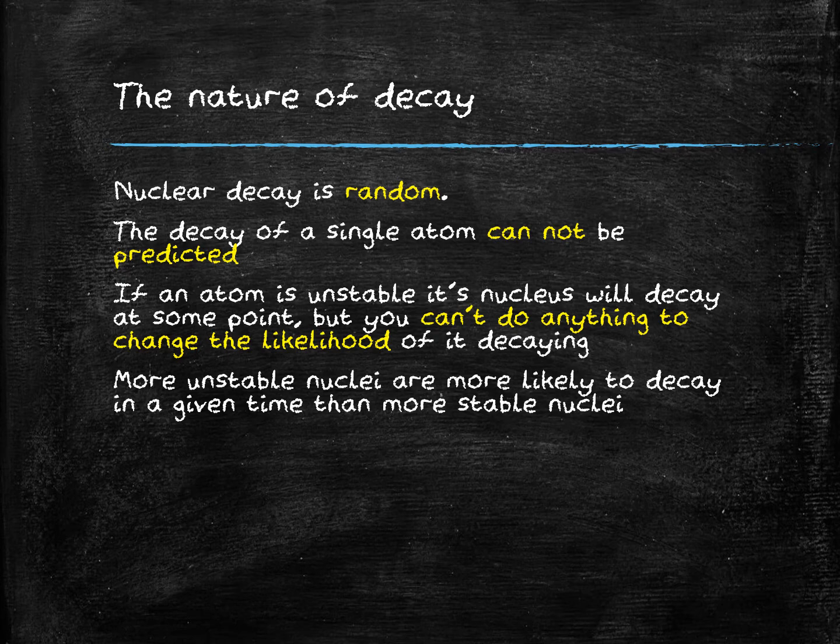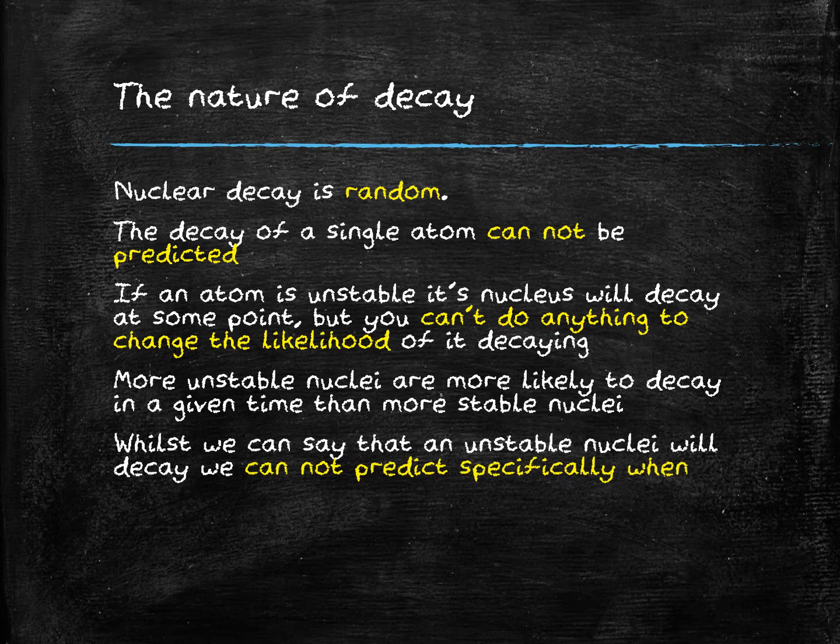The more unstable the nucleus is, the more likely it is to decay in a given time than another one. So some materials have a very, very high chance of decaying because the configuration of protons and neutrons inside the nucleus really doesn't want to stay that way. They'll rather undergo a nuclear decay of some form in order to become more stable. Again, the emphasis here is this: whilst we can say it will decay, we cannot predict specifically when. A random decay means you cannot predict when it's going to happen.